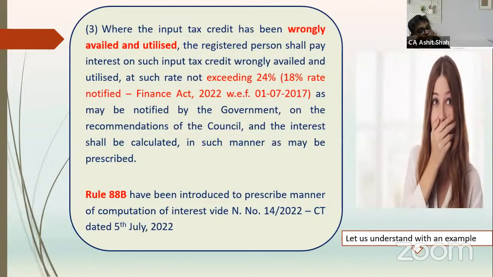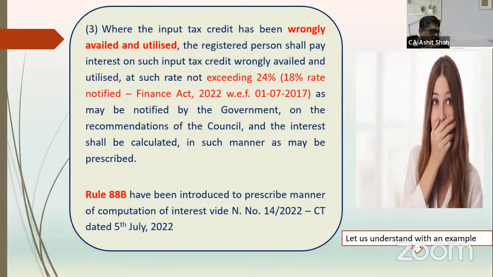So now they have prescribed the manner in which the interest has to be calculated, and for that matter, Rule 88B has been introduced with effect from 5th day of July 2022. So now we will see how the interest has to be calculated when there is a short payment of tax or the input tax credit has been wrongly availed and utilized. The rate of interest has been amended also from 18% with effect from 1st day of July 2017. So this amendment they have carried, this is a welcome provision.